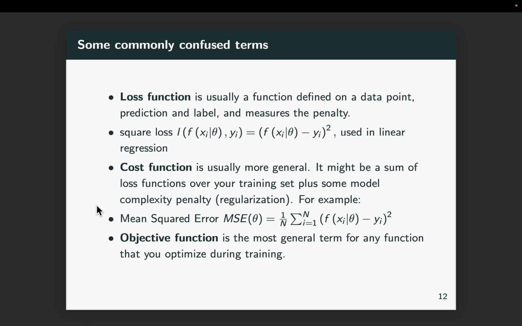The other term is the loss function. Think of the loss function as the cost, the penalty which you have to pay when you get a single data point wrong, right? So typically you define the loss over a single data point. You define the cost as an aggregation of the loss function over n data points, and the objective is a very general term for defining any function which you want to optimize, right? So therefore, typically we use cost and objective functions interchangeably.